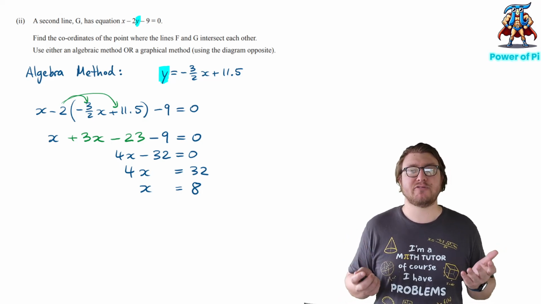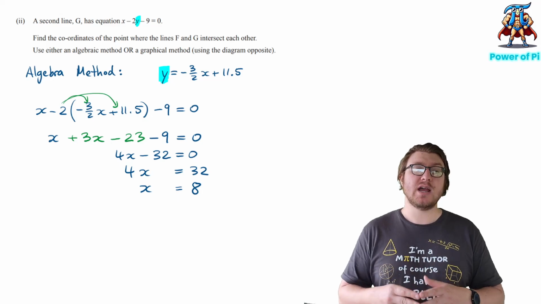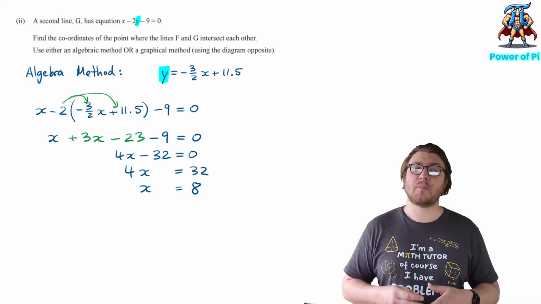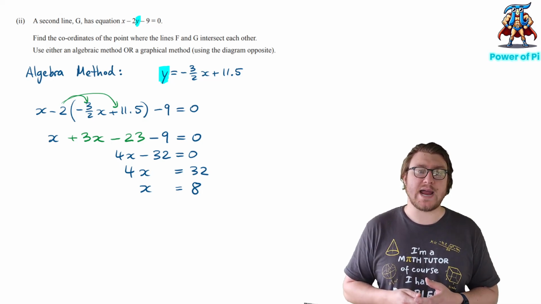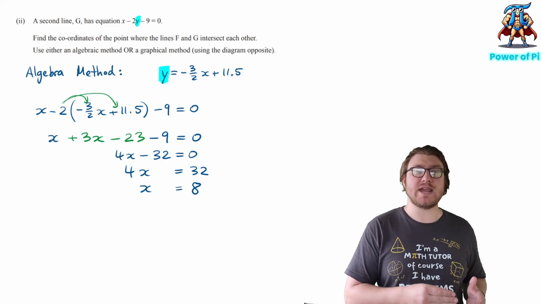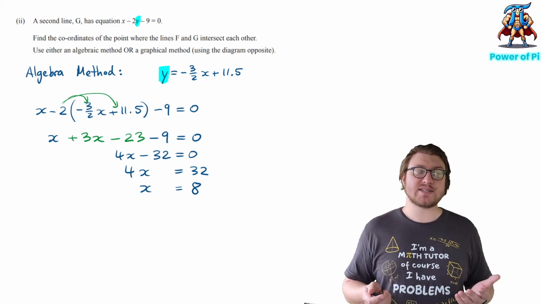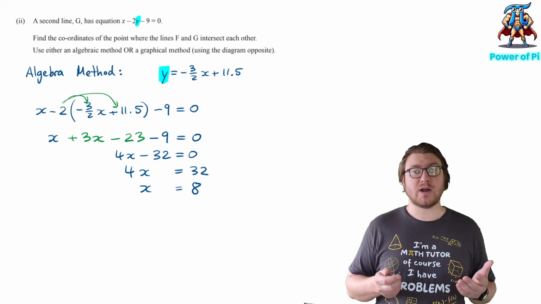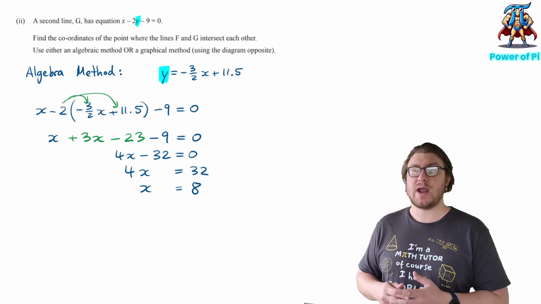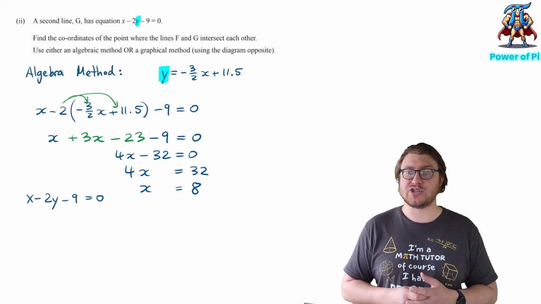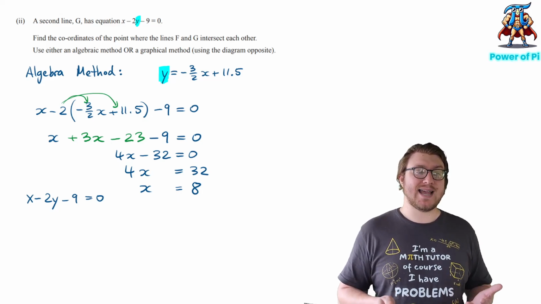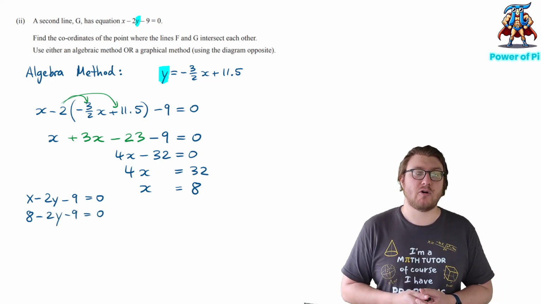So what have we actually found here? We have found that for an intersecting point, our x value is 8, but we have no information yet on what y is. Every time we want to find points of intersection, we need both the x and the y coordinates. So let's find the y coordinate by using one of the equations that we've already got in terms of y. So here we have y as an equation. We substitute in our point x is 8, and we just solve that for y.